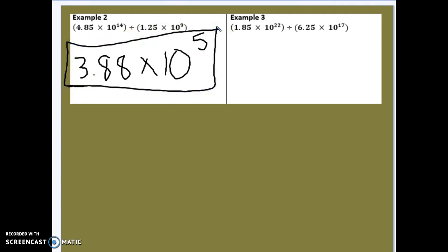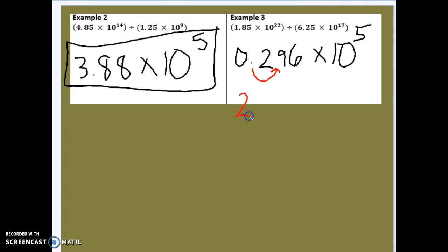Example 3. You're going to do 1.85 divided by 6.25. You get an answer of 0.296, and we have to have times 10 to some power. You're going to do 22 minus 17 gives you a power of 5. Look at this. Is it in scientific notation? Is there one digit to the left of the decimal? There is, but it's 0, and 0 doesn't count, so we have to move it one spot to the right. So we have 2.96. If we move it to the right, we subtract 1, so times 10 to the 4th power.